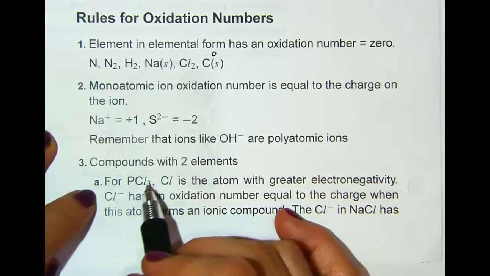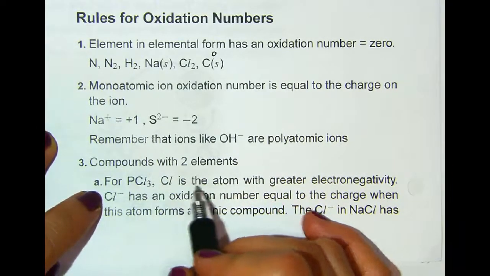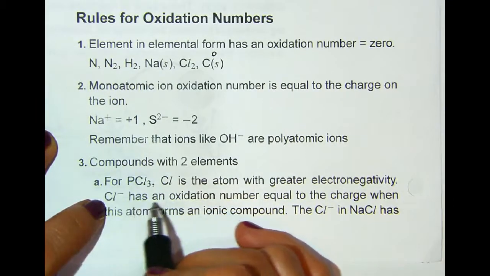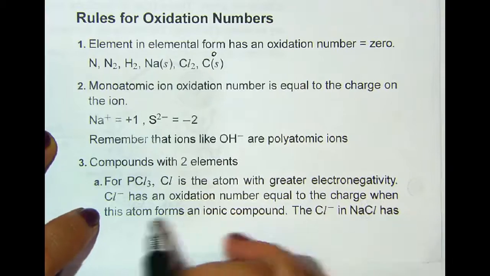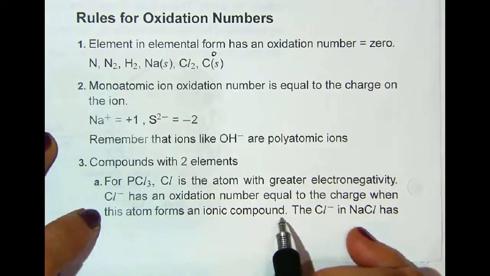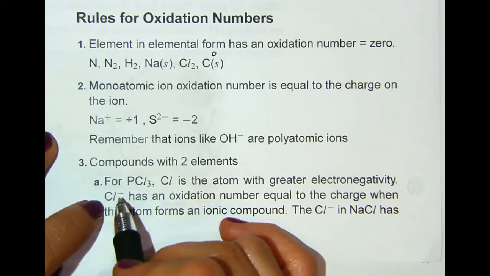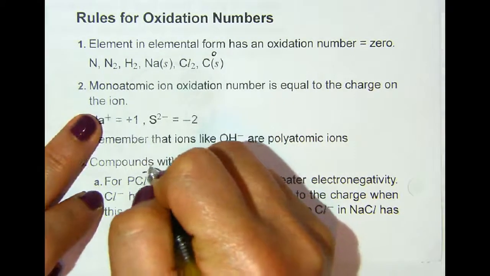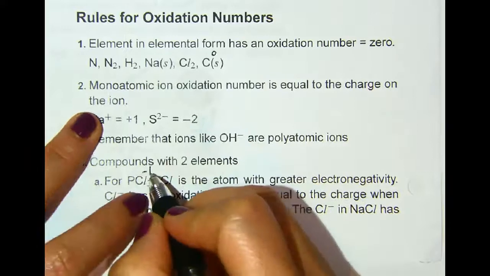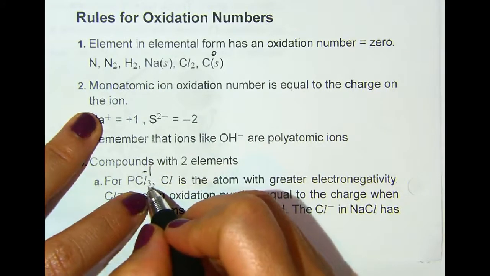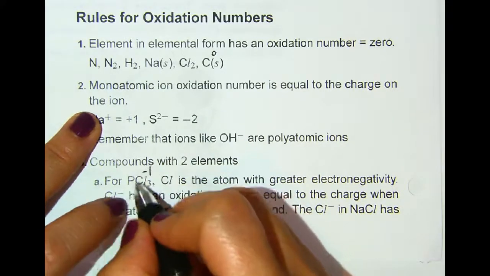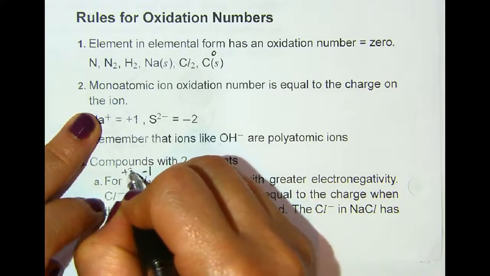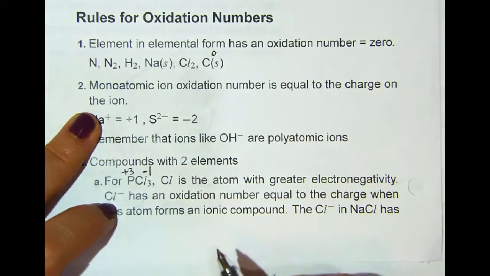Compounds with two elements. For PCl3, chlorine is the atom with the greater electronegativity. So it's going to have its oxidation number equal to the charge when this atom forms an ionic compound. So since chloride normally is a -1, then it's going to be assigned a -1 in this compound. Because there are 3 chlorines, I would have 3 times -1 is an overall -3, which means to balance that, the phosphorus must be a +3 overall charge.